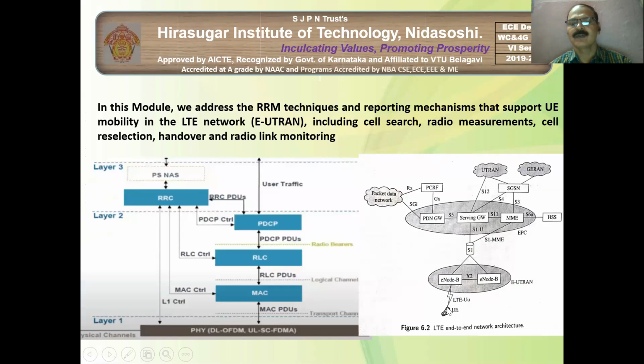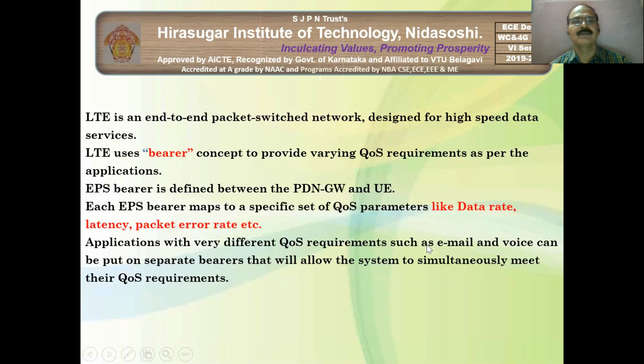Now from here to here, we call the EPS bearer. EPS bearer, remember this. So the connection here is all called a bearer. The EPS bearer connection is defined between the PDN gateway and the UE.